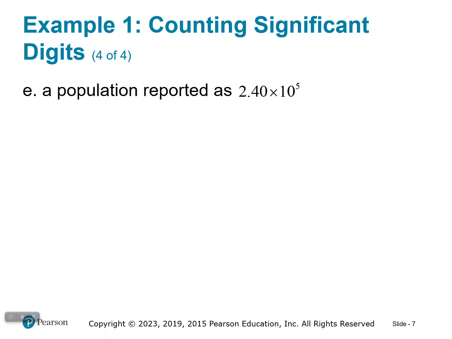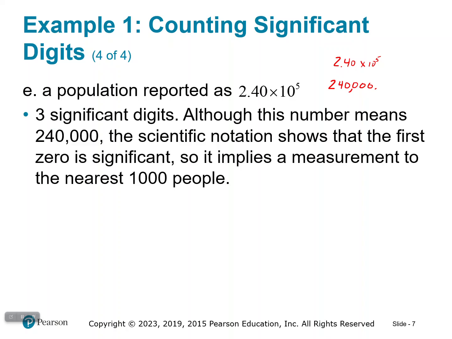But a population that's reported as 2.40 times 10 to the 5th, and keep in mind, I'm going to move my decimal 5 times. So there's 1, 2, 3, 4, 5. That's the same problem we had in part D. But now there's 3 significant digits. Although this is the same as 240,000, this 0 now shows it is significant. Scientific notation allows us to see significant digits so much easier. And this also tells us that we're now accurate to the nearest 1,000 people.